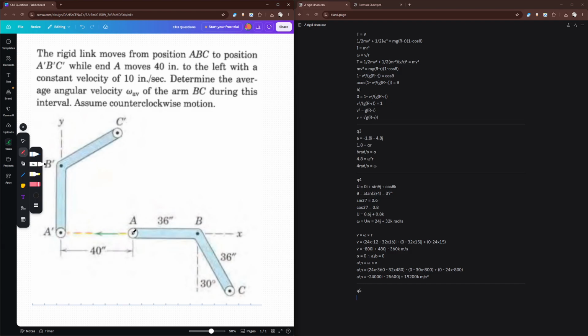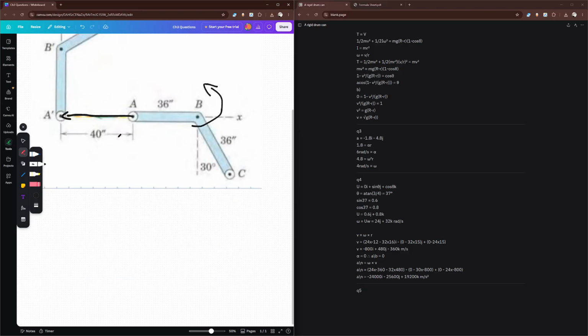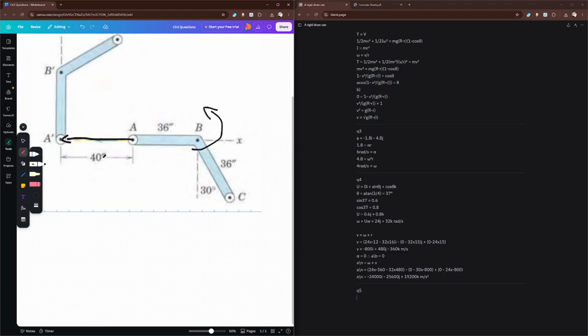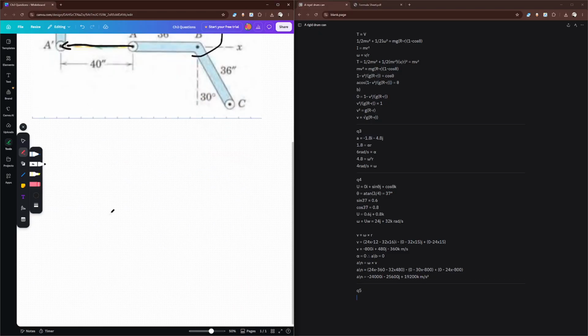Now, what do we know? Well, we know that A has pure translation, and then BC is rotating this way. There's a rotation about B like this, right? That is what we know about this question. So let's just diagram this quickly.